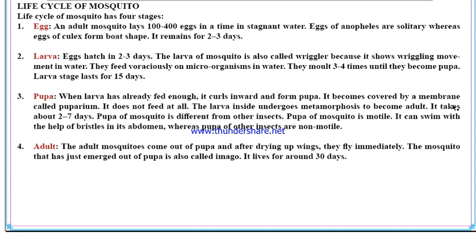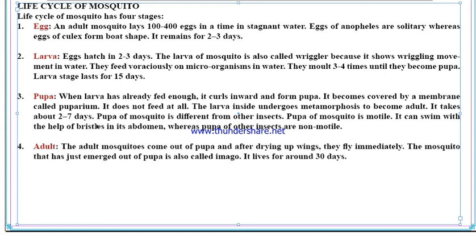Pupa takes about 2 to 7 days, and pupa of mosquito is different from other insects because pupa of mosquito is motile. It can swim. Motile means it can move. Yes, it can swim with the help of bristles in its abdomen, whereas pupa of other insects are non-motile.